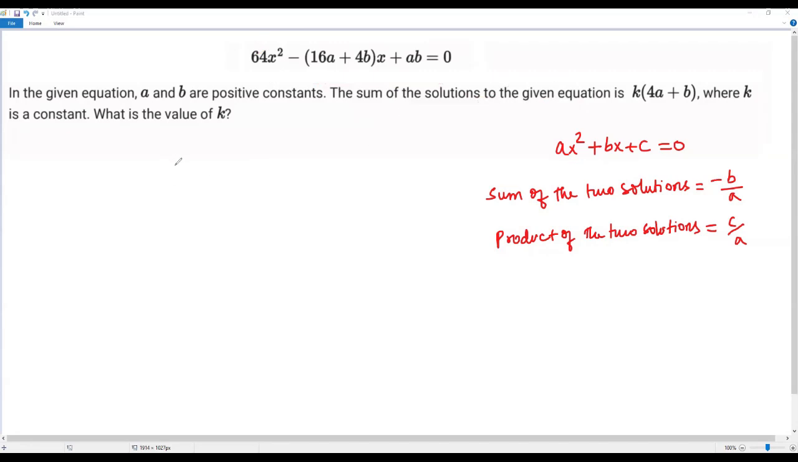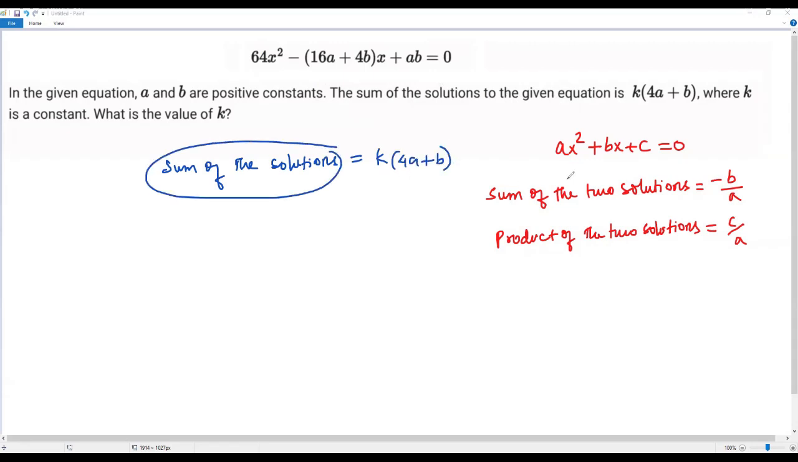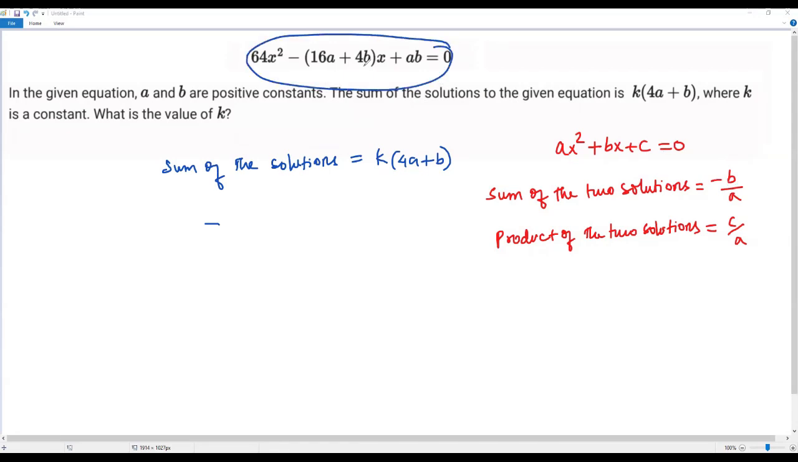Let me write the stuff over here. So the sum of the solutions is equal to k times (4a + b). For this sum of the solutions, we can write it using the formula, negative b over a. First, let me write the negative sign. Actually, this b is the coefficient of x. In the given quadratic equation, what is the coefficient of x? That is negative of (16a + 4b). Let me write this. Negative of (16a + 4b).